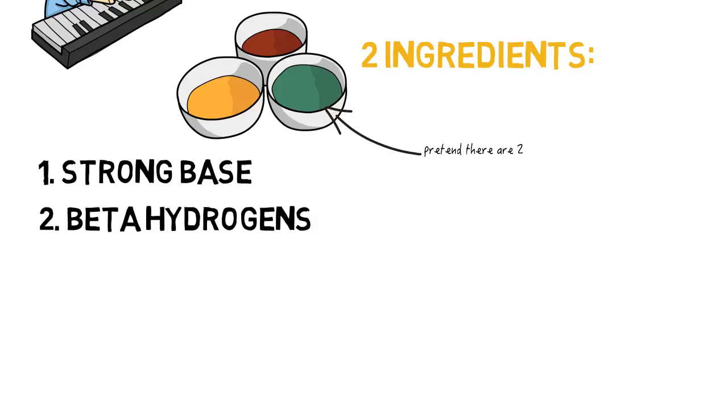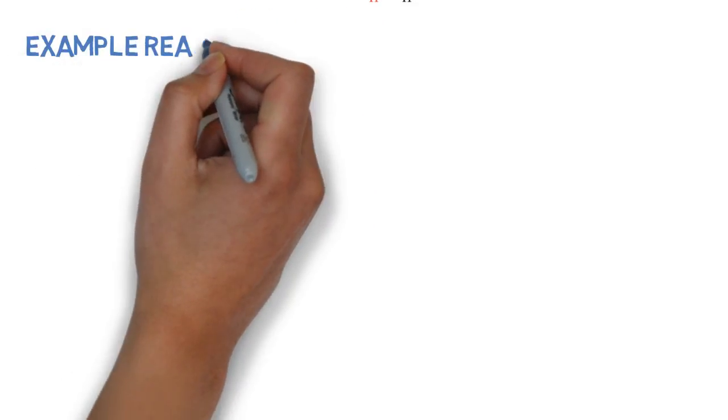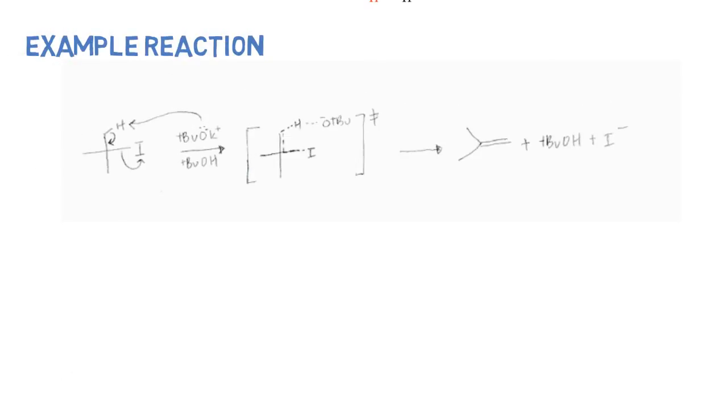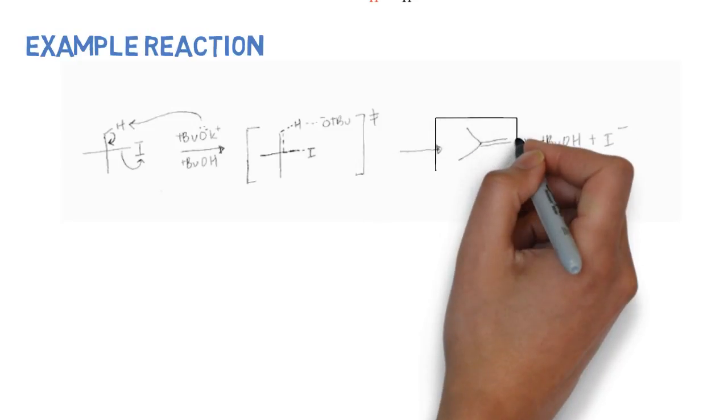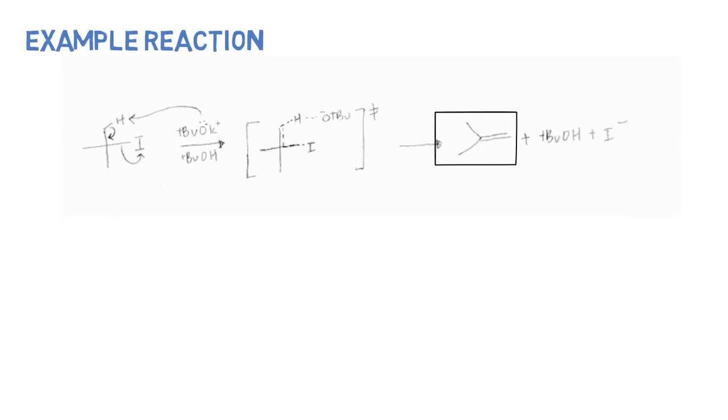Second is that the hydrocarbon needs to have beta hydrogens, or else the reaction cannot occur. Now, if we examine one simple example, you can see that in this reaction, the tributoxide binds to the hydrogen, which then donates the bond to form a double bond. And then at the end, you have an alkene with tributanol and iodide as the products.